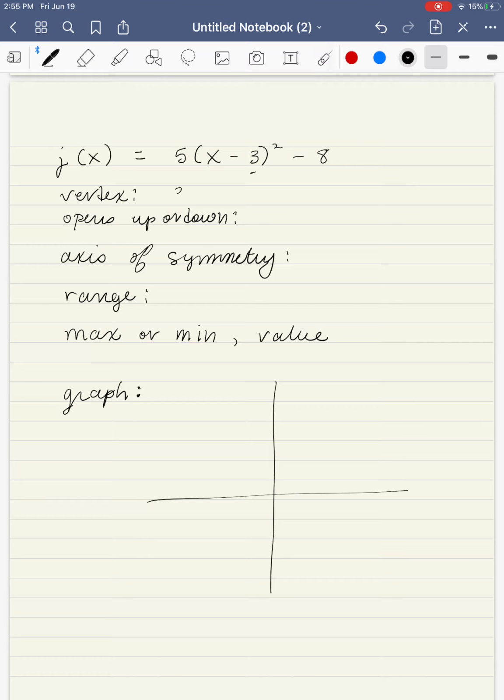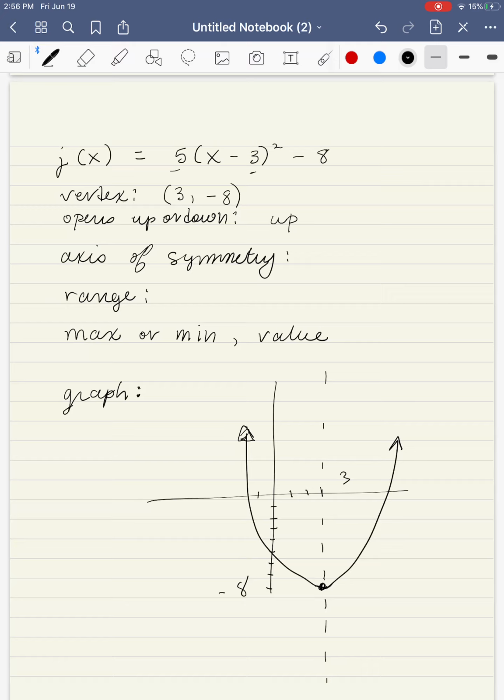Okay, I do like to draw my graph. I find it helps me. So my vertex is going to be 3, -8. Because the 5 is positive, it opens up. So I can go ahead and plot that. 1, 2, 3, 1, 2, 3, 4, 5, 6, 7, 8. Plot that point, and it opens upwards. And again, we're going to look at the x and the y intercepts in a later video. So for now, just draw a quick sketch.